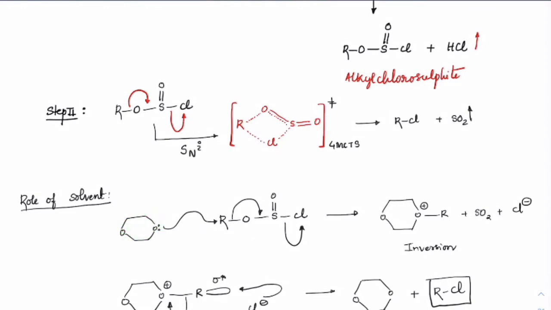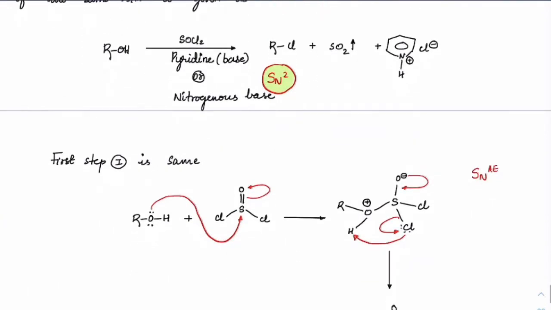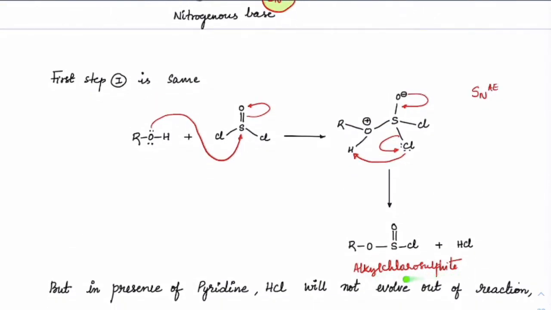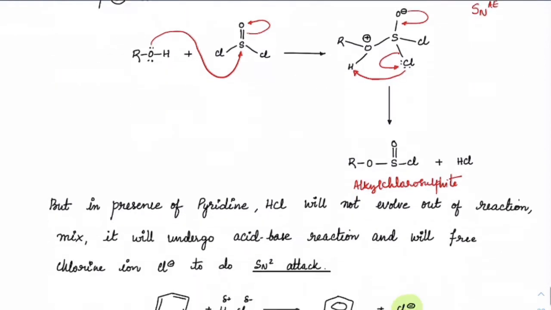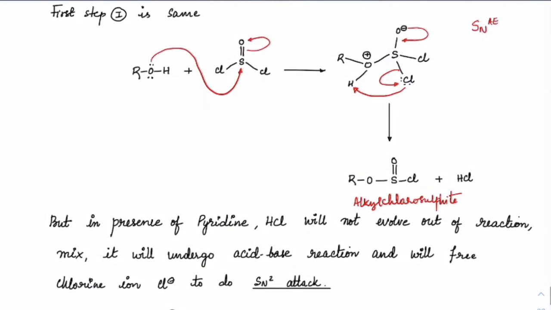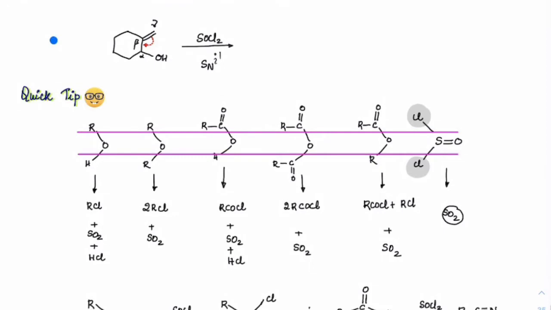But if the solvent is changed, like if we are using pyridine, a basic solvent, in that case the solvent itself will react. So alkyl chlorosulfite will be formed first, and once you have that, pyridine will react with the HCl which is released during this reaction. PX3 reactions next, but before going to that, just the last question of SOCl2 which was remaining yesterday.